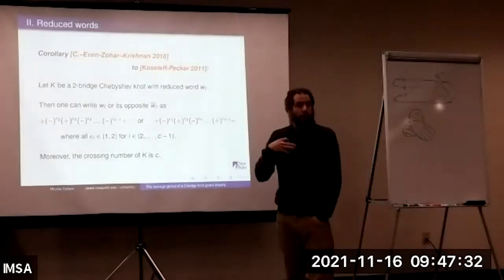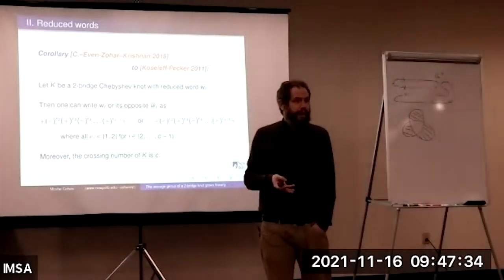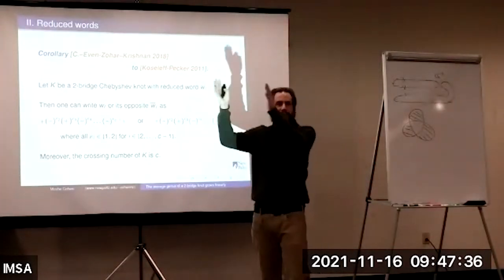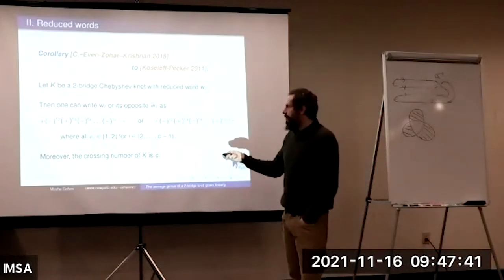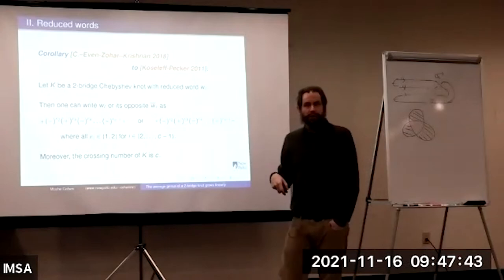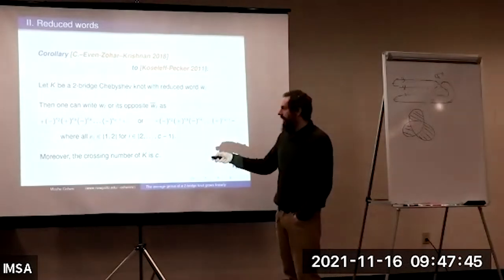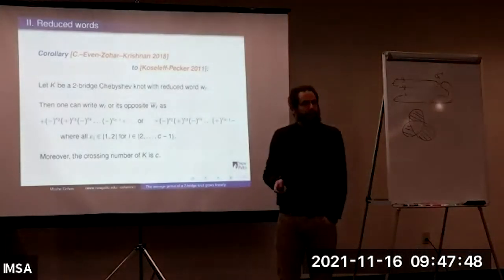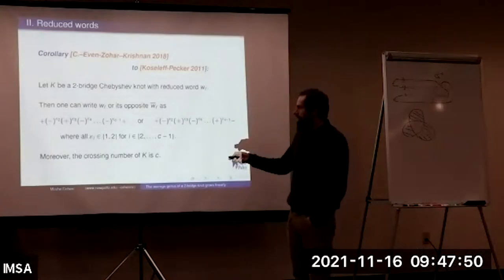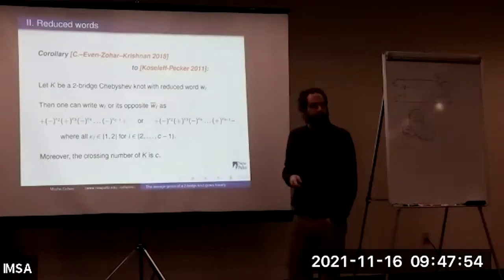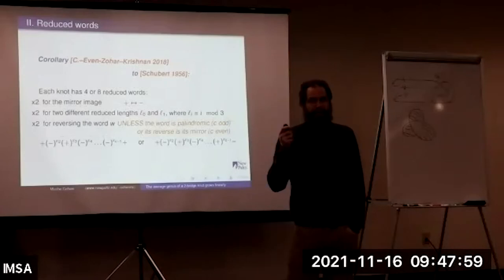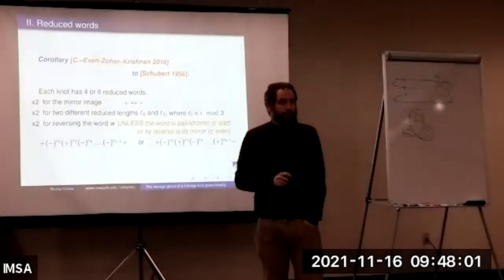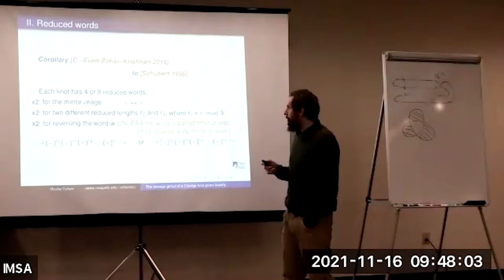Now I'm going to look at all possible reduced words that I get. And there are going to be some number of pluses, some number of minuses, some number of pluses, some number of minuses. But none of these can be triples by internal reduction. And the front can't be a double, and the back can't be a double. So we get single plus, then this can be a single or a double minus, a single or a double plus, et cetera, down to this. So it turns out that every single knot has either 4 or 8 reduced words. And I'm going to try to show you where they are.